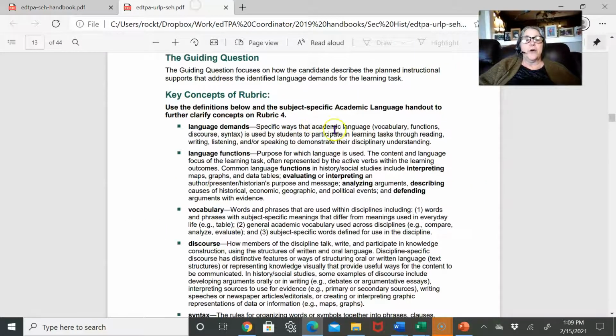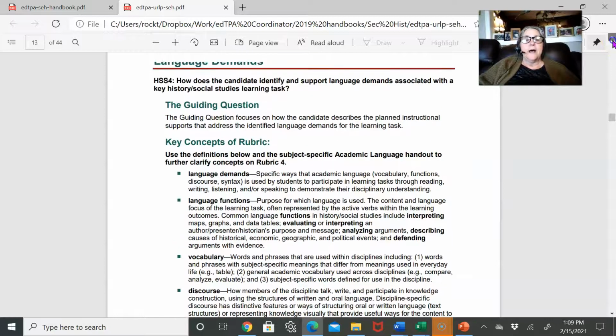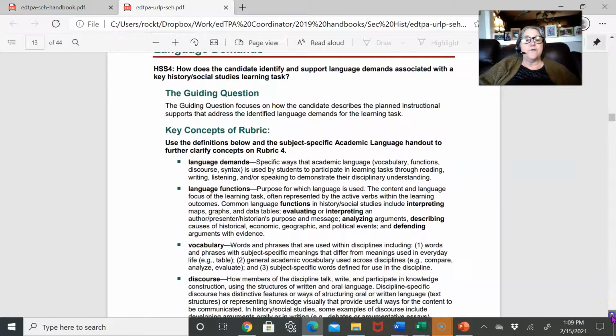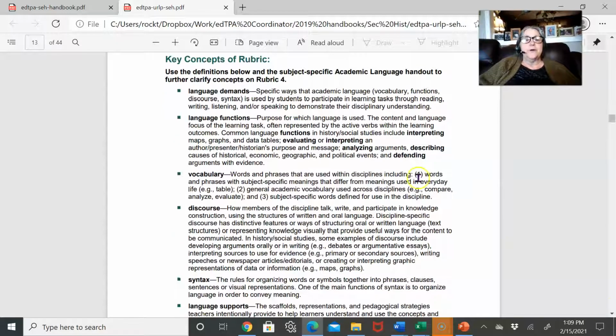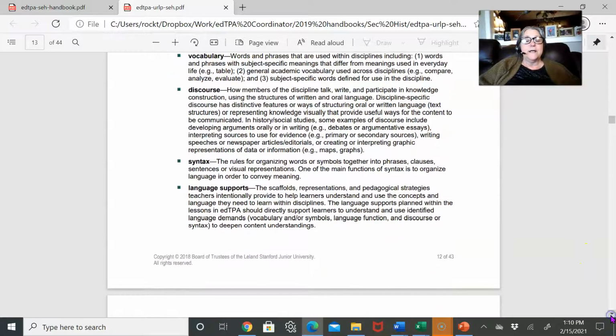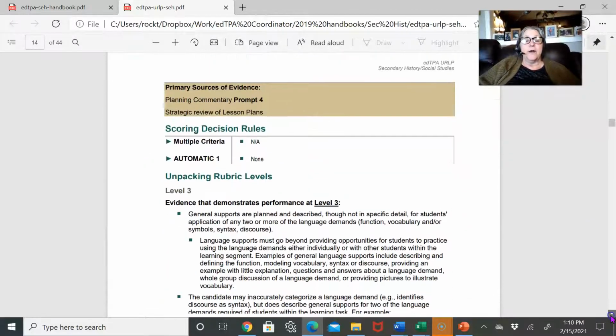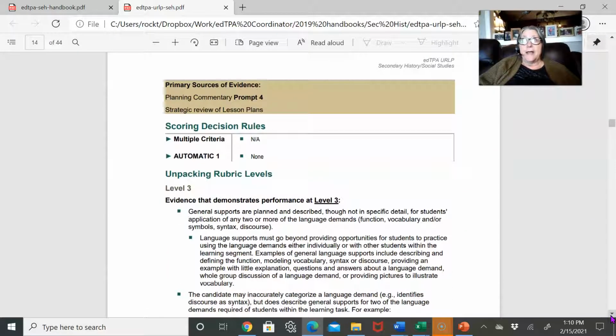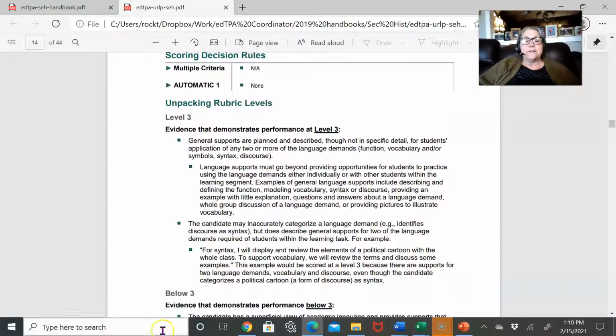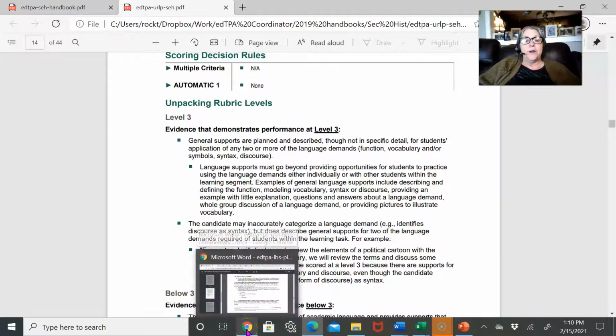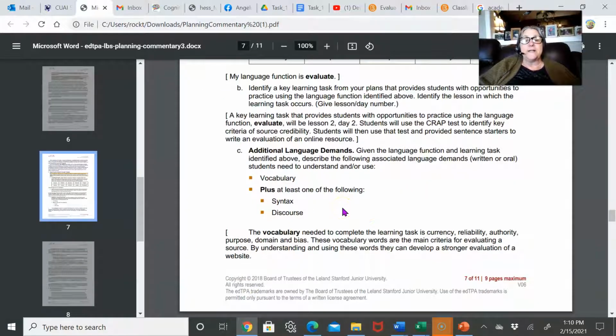Now, of course, your URLP explains this very well. It also gives definitions for your parts of the rubric: language demands, our vocabulary, function, discourse or syntax. It describes what the functions are, vocabulary, discourse, and syntax. And it describes what language supports are. There is also an academic language handout that goes along with every handbook as well. So we're going to be looking now to see how they've done. You want to make sure that you demonstrate you at least know what these things are.